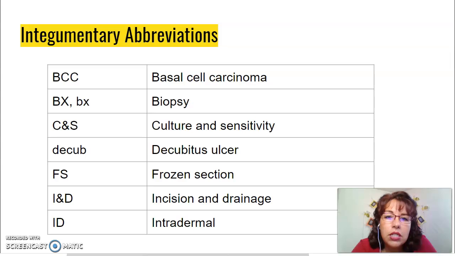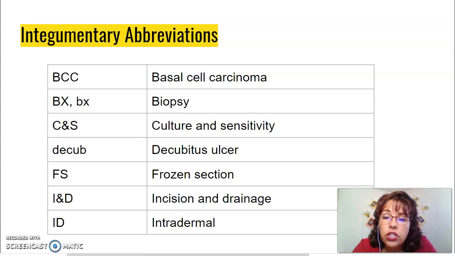Decubitus ulcer, decube. That's when somebody is bedridden or even wheelchair ridden, and so they're not moving and using their limbs or exercising, because it's not getting the blood flowing like blood should be going throughout the body. And so when we have stagnant blood, it can cause ulcers. Not necessarily the blood, but it's the fact that the blood's not moving through, nutrients aren't coming through. Those are also called pressure sores or bed sores.